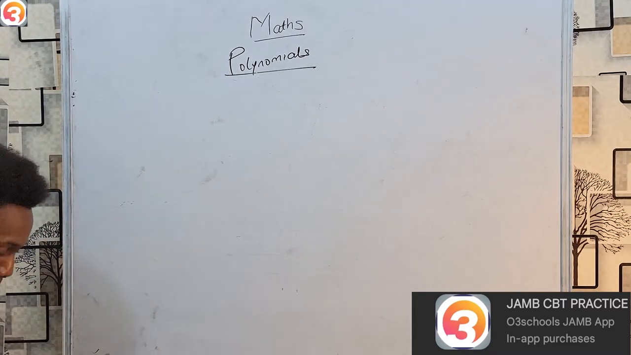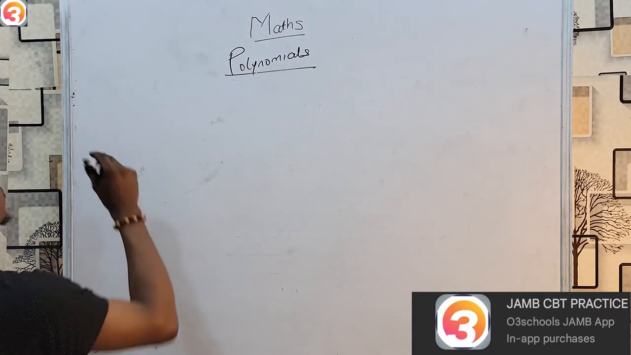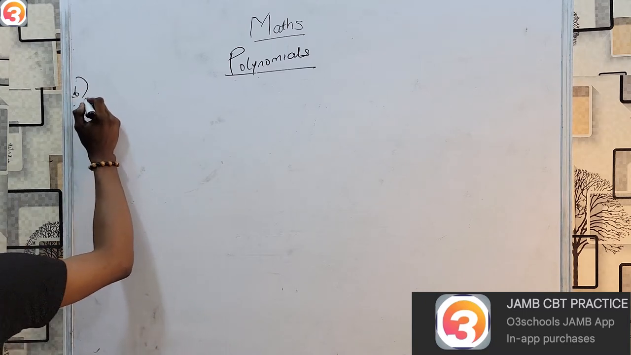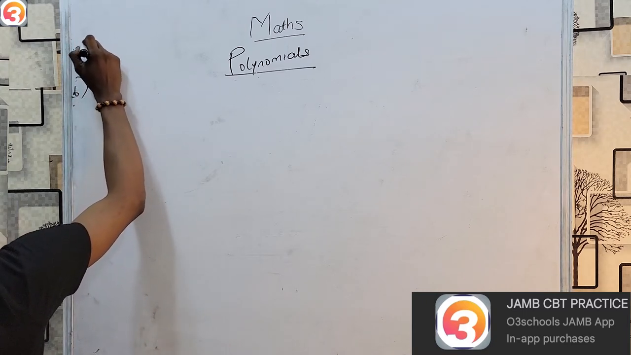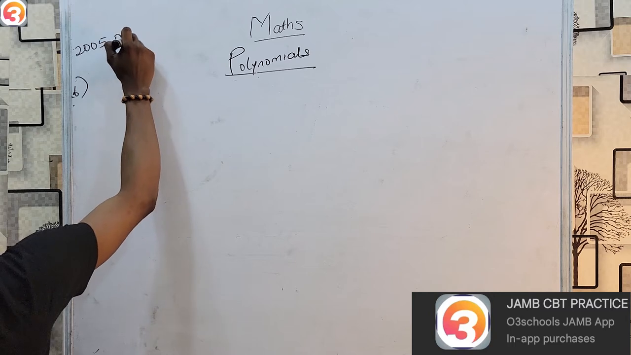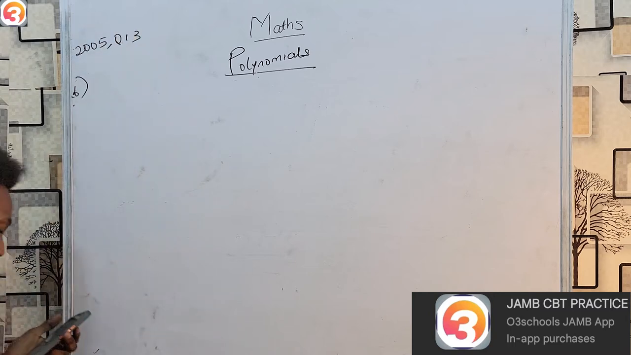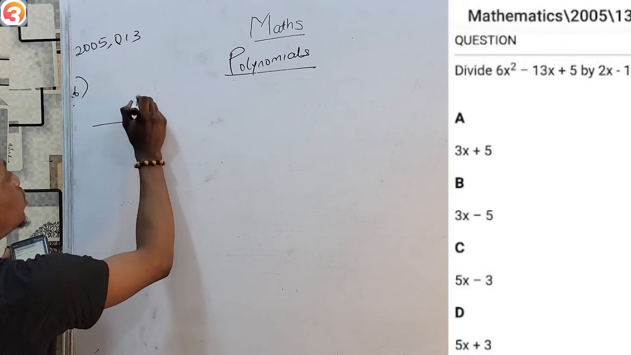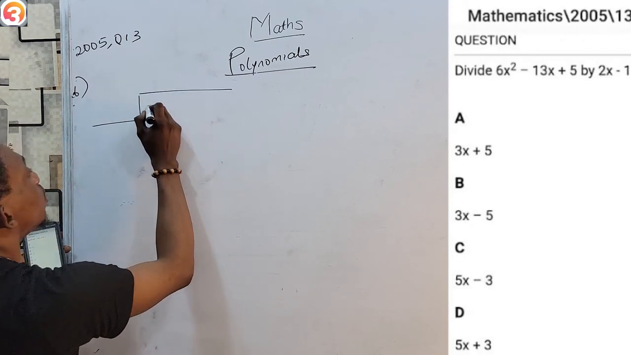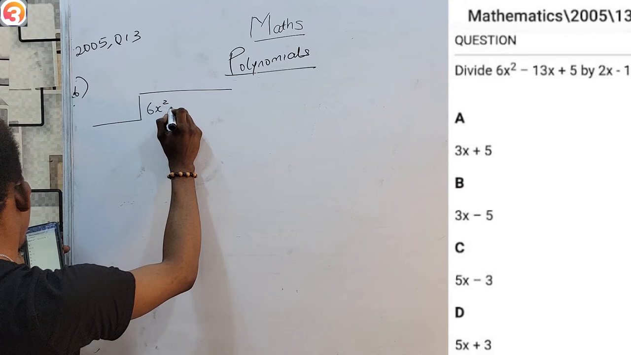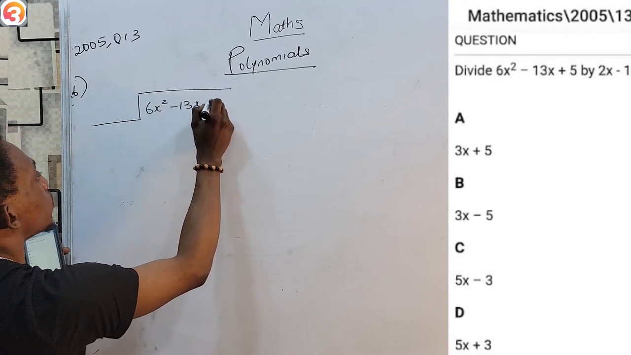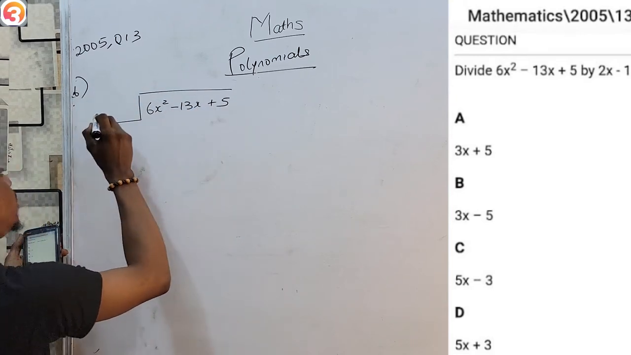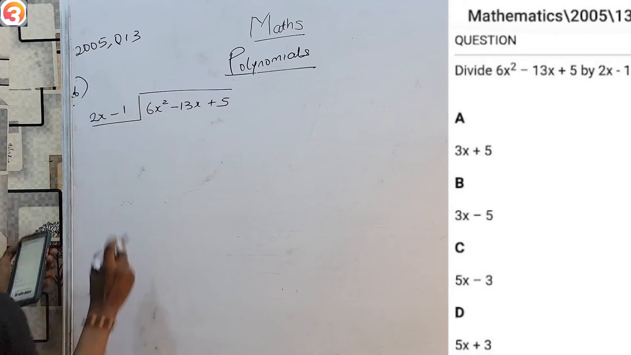Okay, time for our sixth question. This one is also from 2005, but this is question number 13. And this one is division. We are simply being told to divide 6x squared minus 13x plus 5 by 2x minus 1.